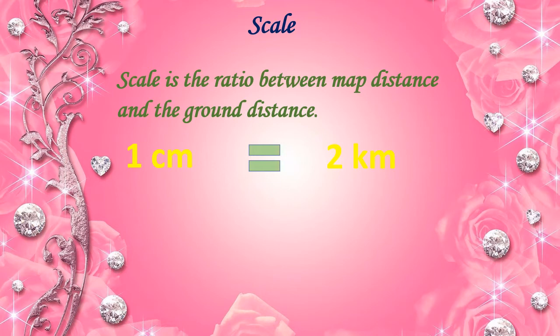The scale can vary based on the cartographer. He can give 1 centimeter is equal to 2 kilometers or 1 centimeter is equal to 10 kilometers. That totally depends on the cartographer. So to show the complete Earth's surface on a single sheet of paper, the cartographer will use a scale. This scale is the ratio between map distance and ground distance. Let's say 1 centimeter on a map is equal to 2 kilometers on the ground. Similarly, 2 centimeters on a map will represent 4 kilometers on the ground.